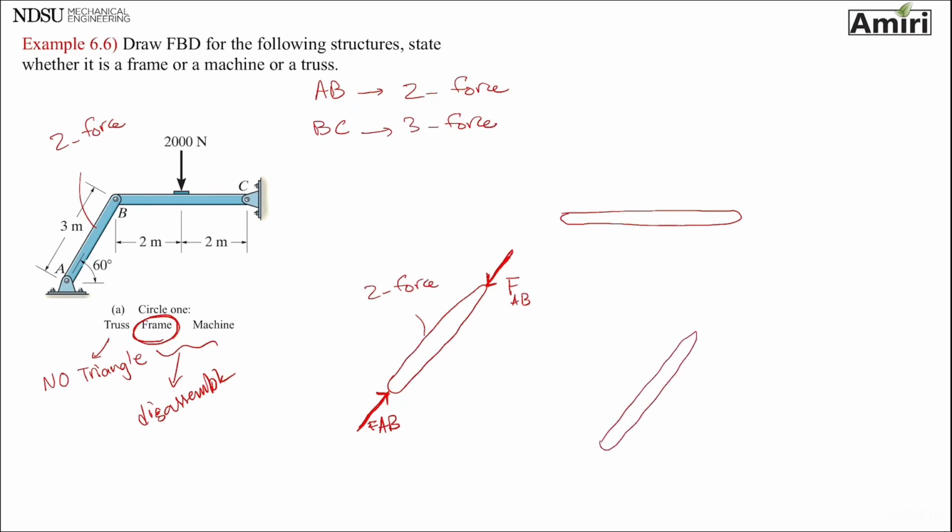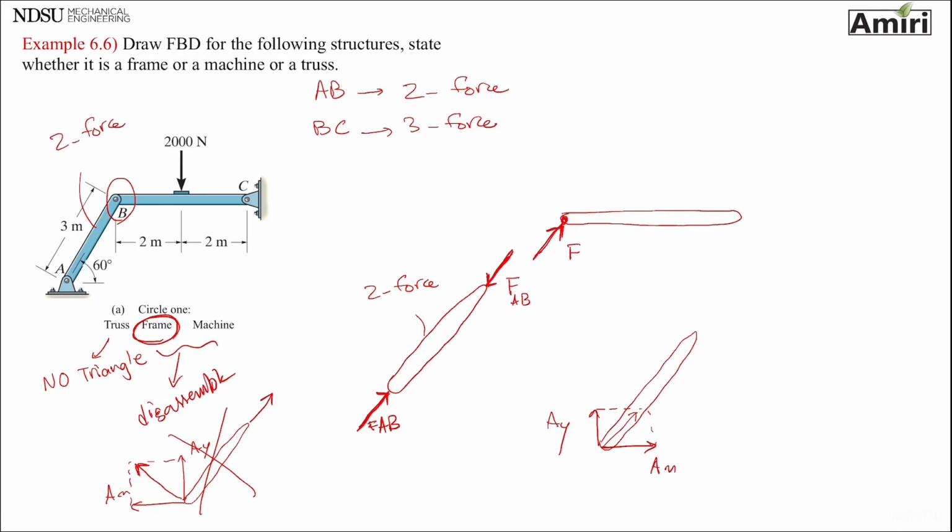Some people might like to draw it as AX and AY. That is totally fine as long as the resultant lies on the axis of the member. Meaning this is wrong if you draw AX and AY. That is wrong because the resultant force is pointing this way and it's not on the axis of the member. So at point B, whatever you put makes it wrong and it's not a two-force member anymore. Okay? Point B is common between the two members, so the forces need to be opposite and equal in magnitude.